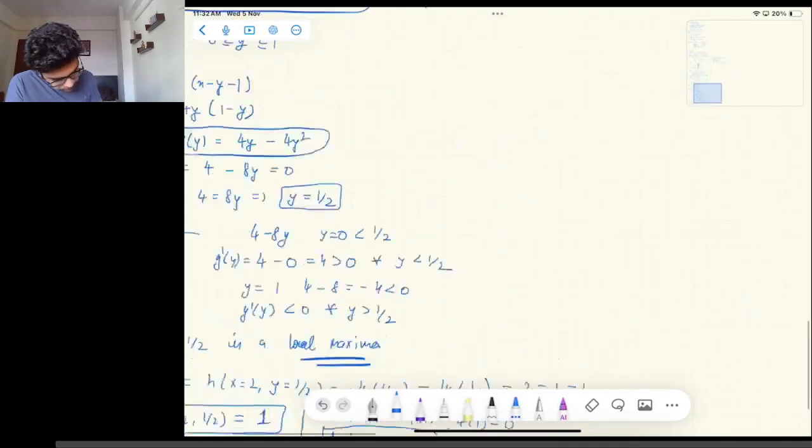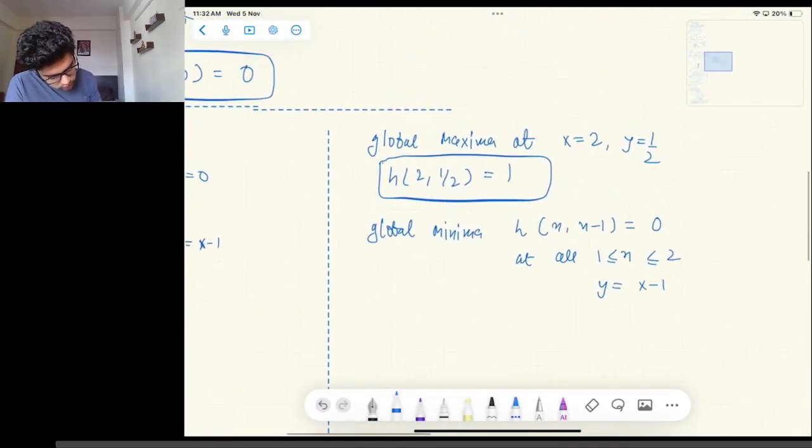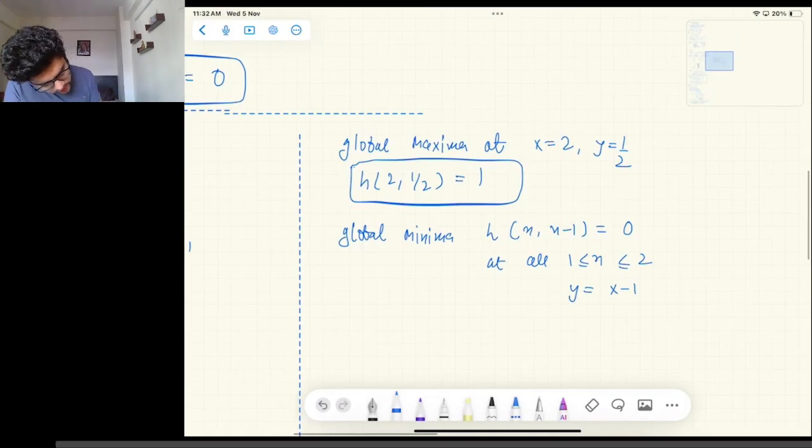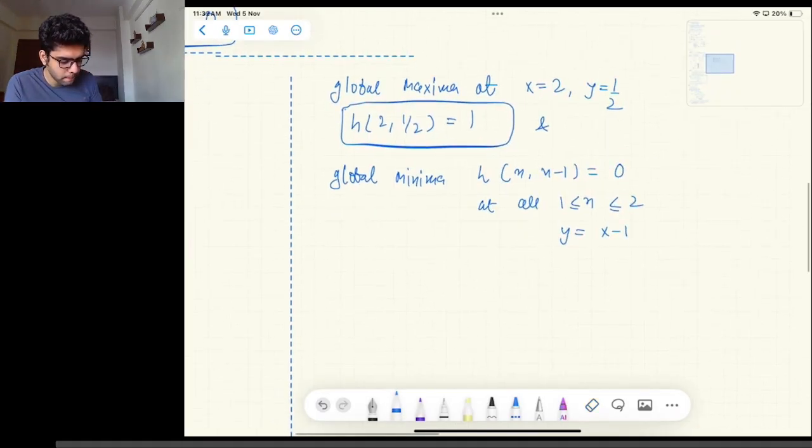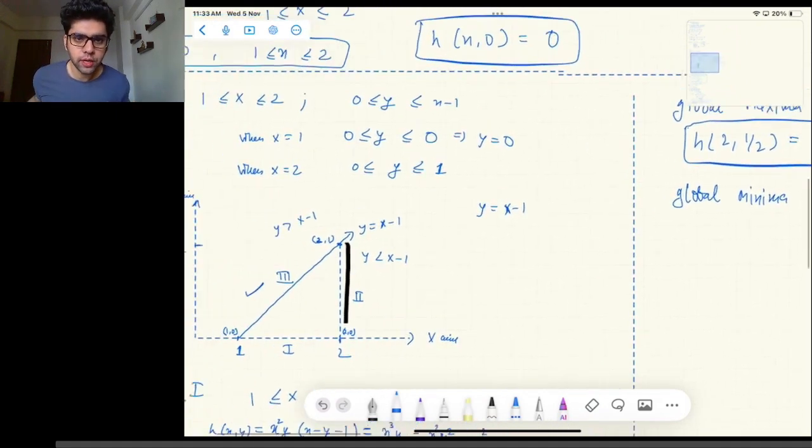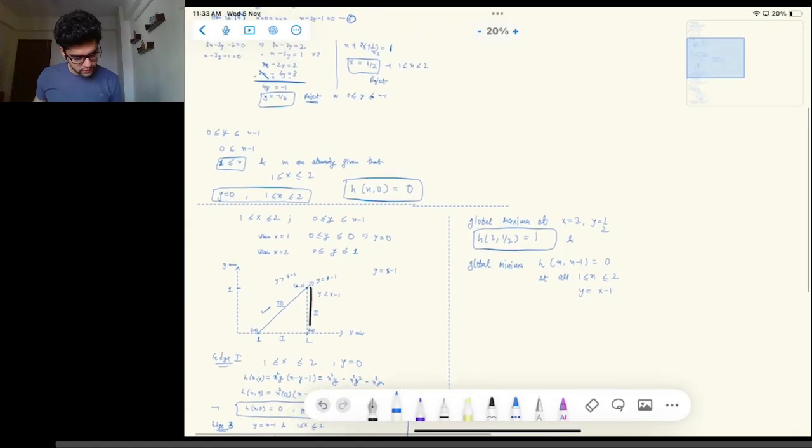Here we had x is equal to 2 and y lying between 0 and 1. I'm not writing this because at exactly y is equal to half, we were getting a value of h of 2 comma half being equal to 1. So we have our global maxima and global minima points. Let me just check my answer once, right?